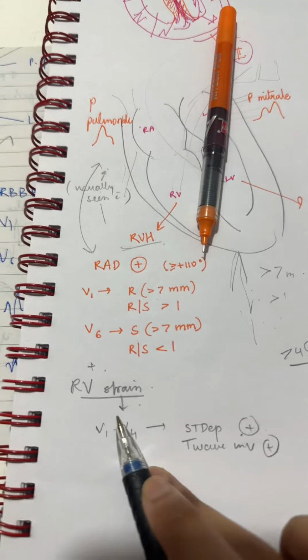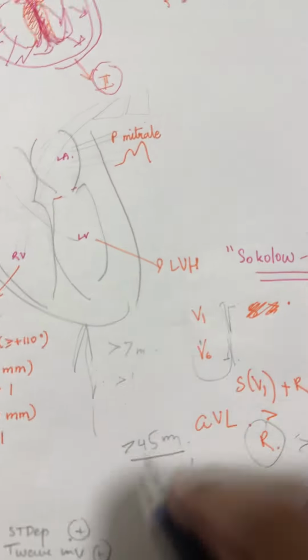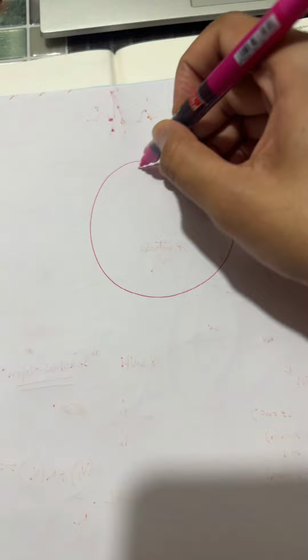Like there was an RV strain in RVH, you'll also see LV strain in LVH. But the right ventricle was anteriorly, and the left ventricle is lateral. So we're done with this. I also promised I'd talk about axis deviation, so here we go.